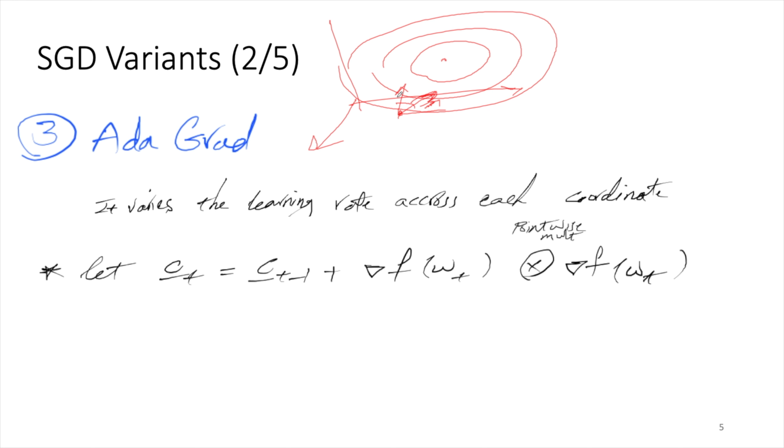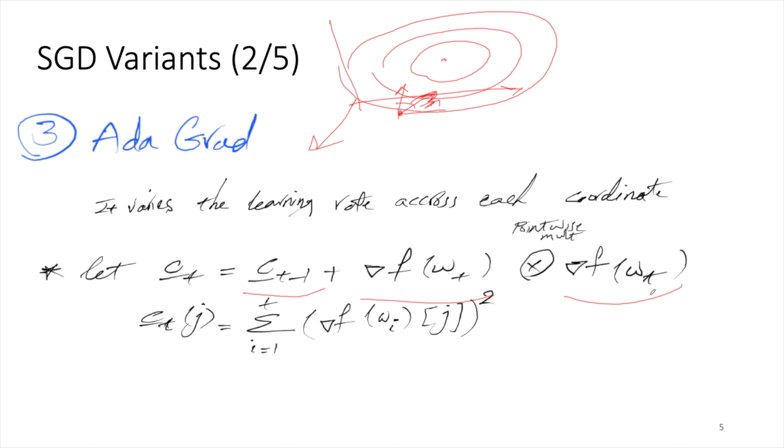So they would do that by defining a C of t, a vector C of t, which is updated by the previous C of t minus 1, plus again the gradient of the weights with pointwise multiplication to this matrix. So it's as if you're doing C t of j, it's going to be the summation of i up to t of your gradient of w i j raised to 2, right? Because you're doing a pointwise multiplication here.